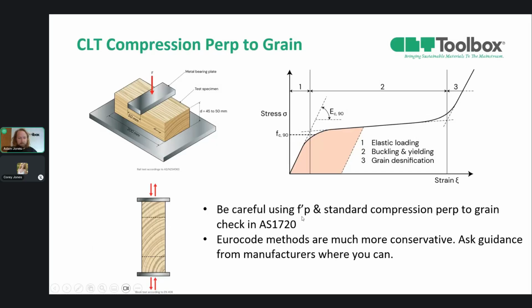And you can't basically use F-P, which is your bearing strength perp to grain compressive strength, with the FC90 in Eurocode. They are quite different checks. And sometimes some engineers may use them interchangeably, and you're not on the conservative side if you use, say, F-P of 10 MPa for, say, an MGP10 product.